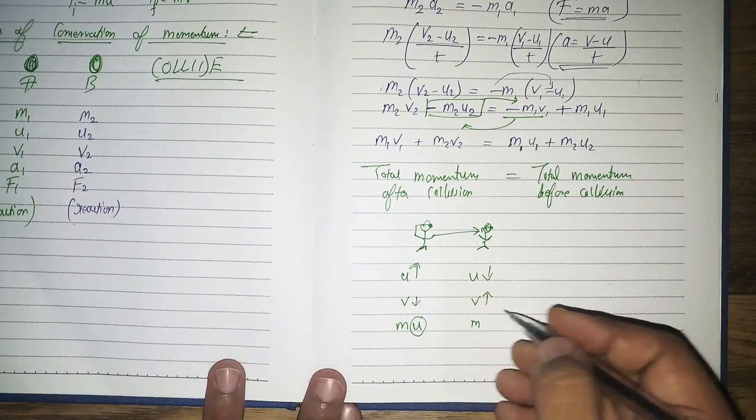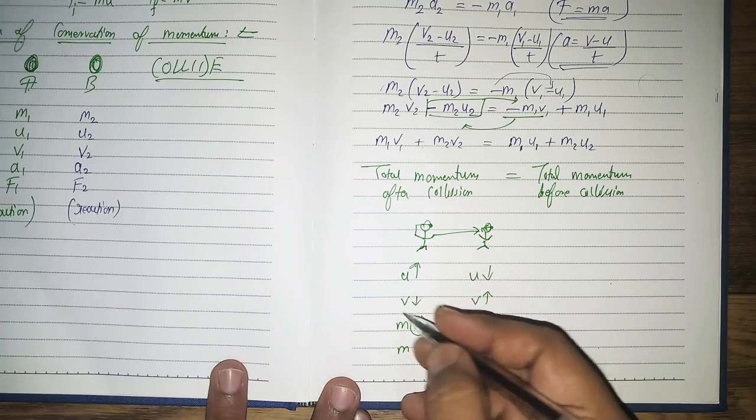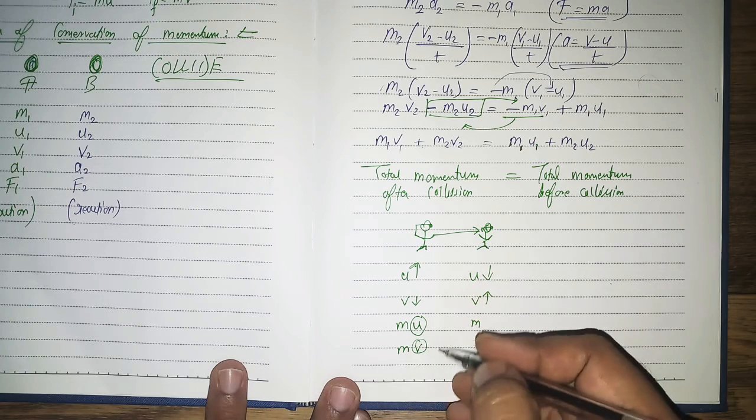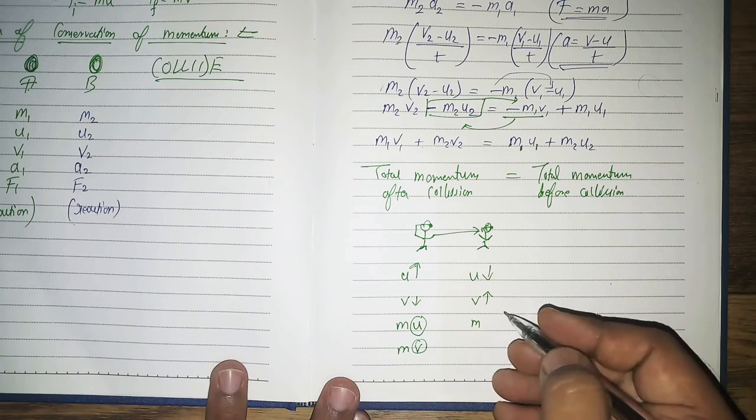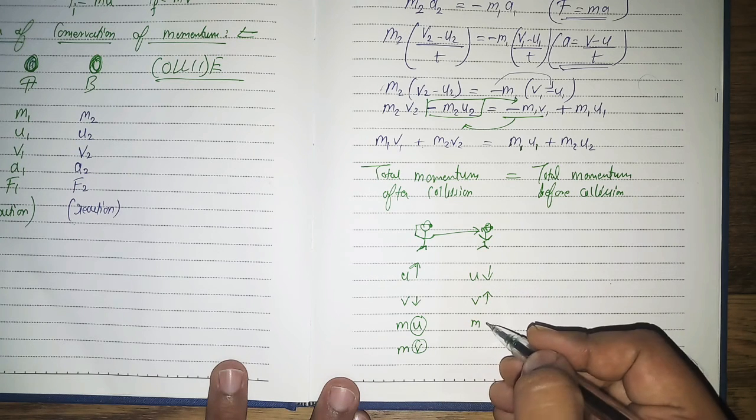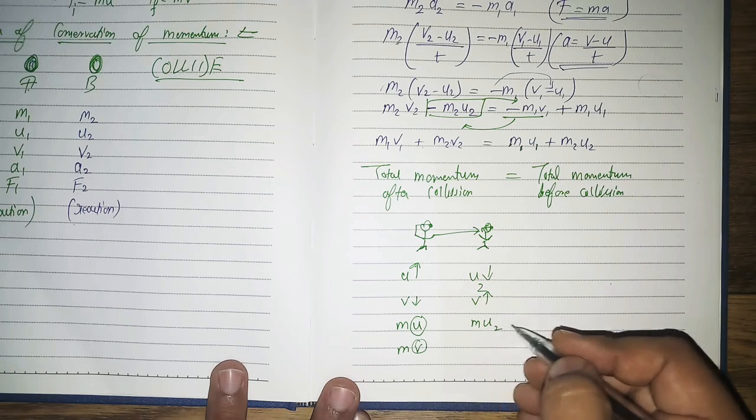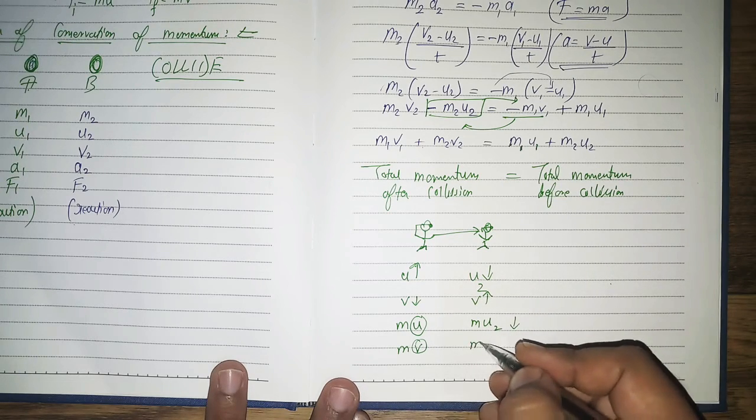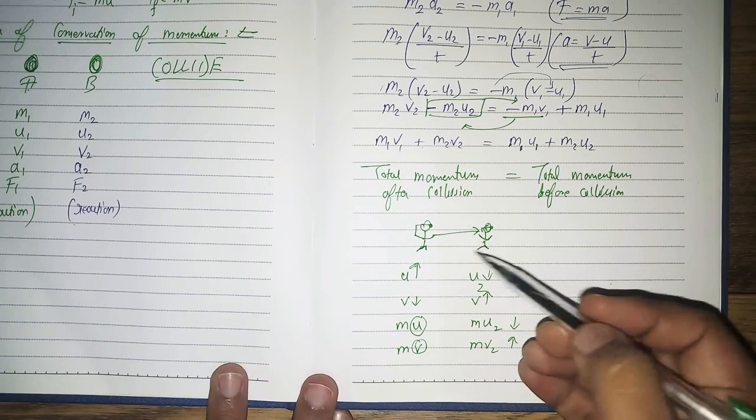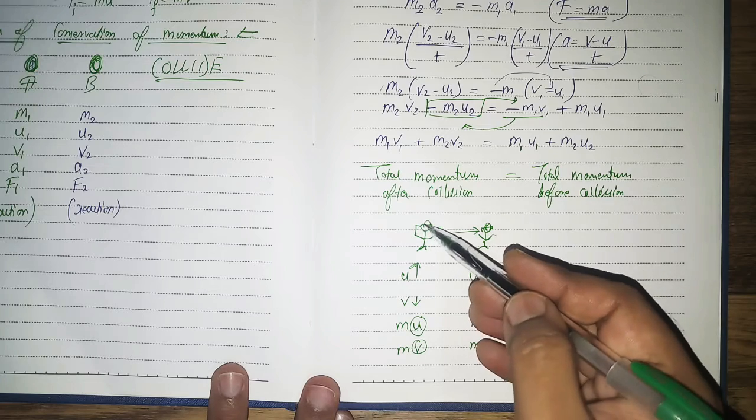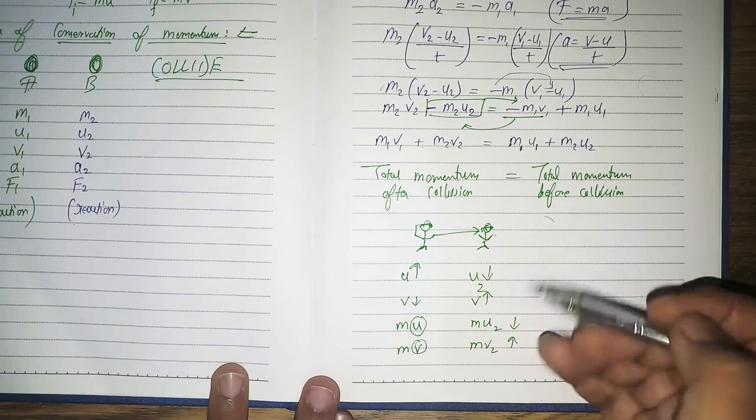After the collision, its momentum will be mv, which will be lower. But it's opposite in case of this fellow. Its initial velocity was low, so its initial momentum was low, but after the collision its final momentum got increased, right? Suppose this one pushed that one, its velocity decreased but the other's increased, so its momentum decreased but the other's increased.